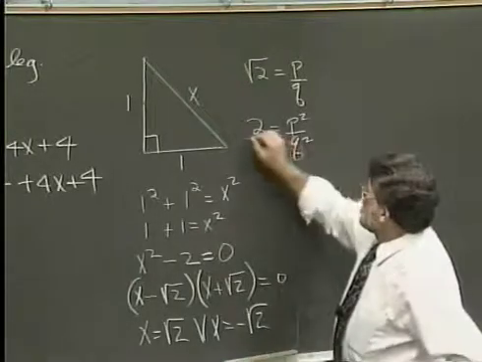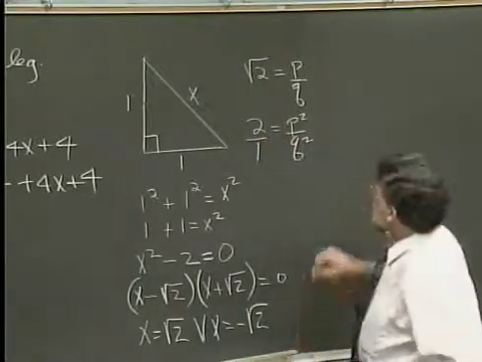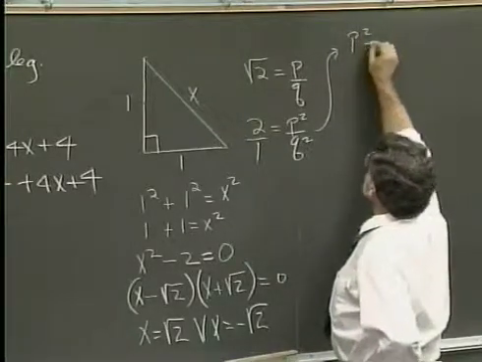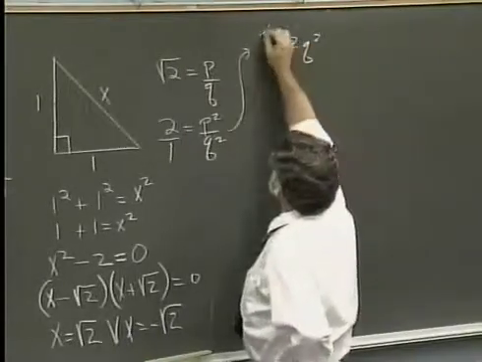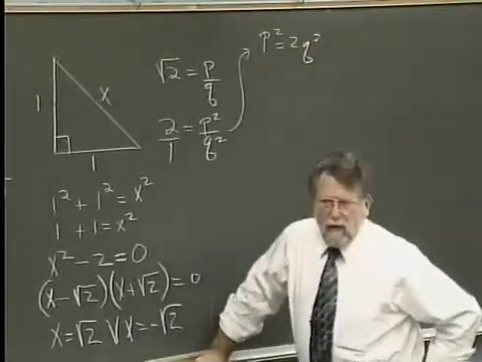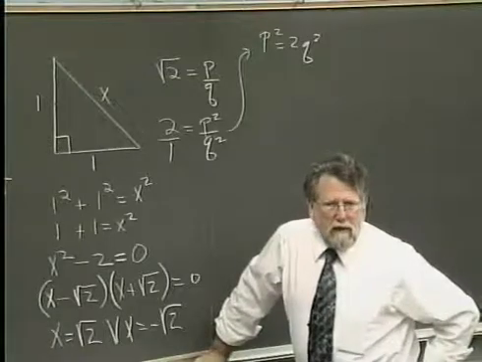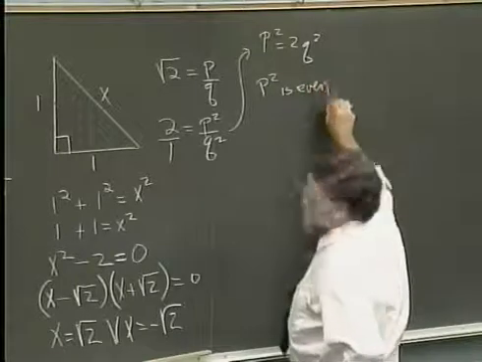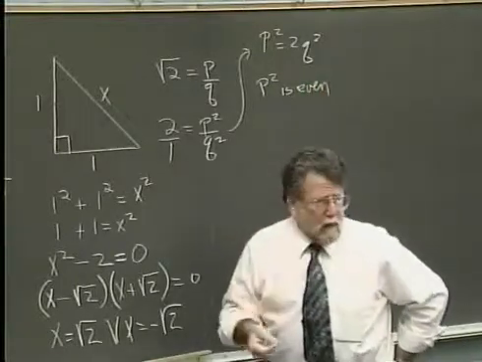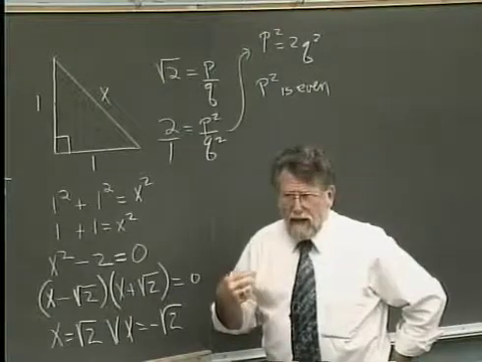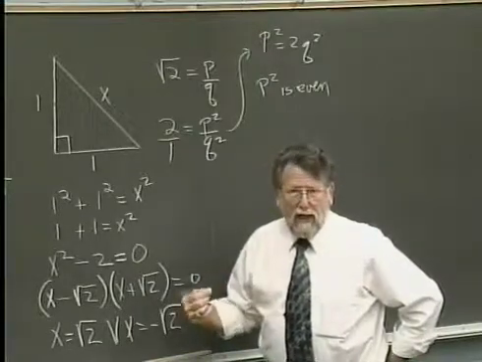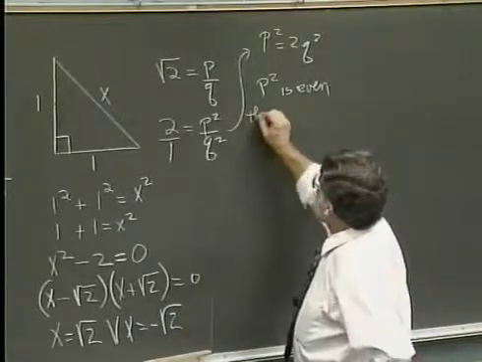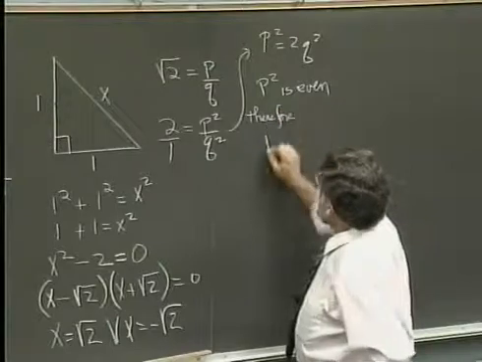Agreed so far? Cross multiply. This would then imply that p squared is what? 2q squared. By cross multiplying. But that says p squared is even. Now the next step needs a little bit more than what I'm going to argue. I'm hoping it seems reasonable to you, and that's the hard part. If p squared is even, the implication is p is even. Therefore, p is even.